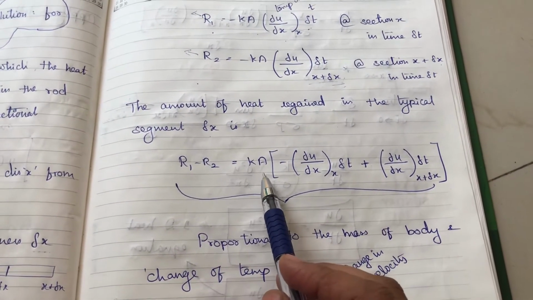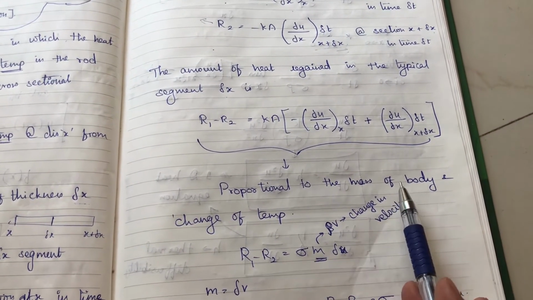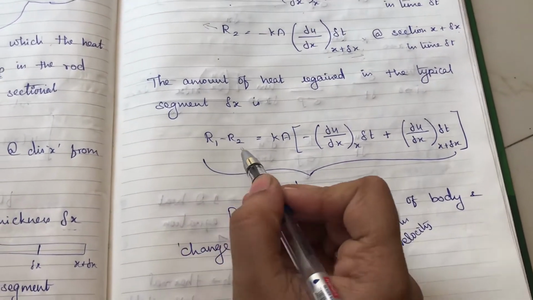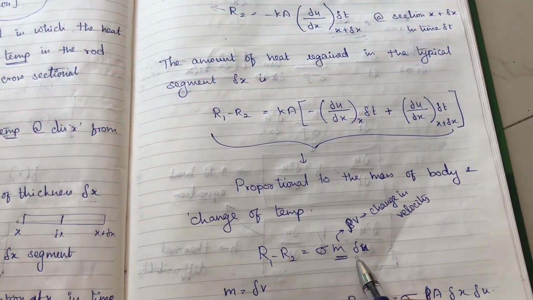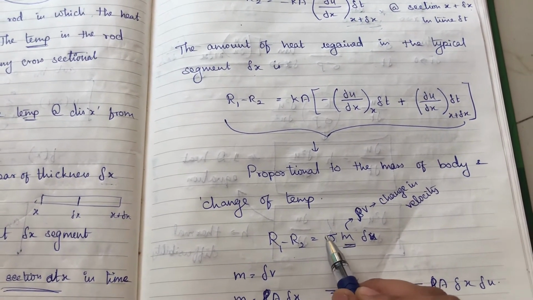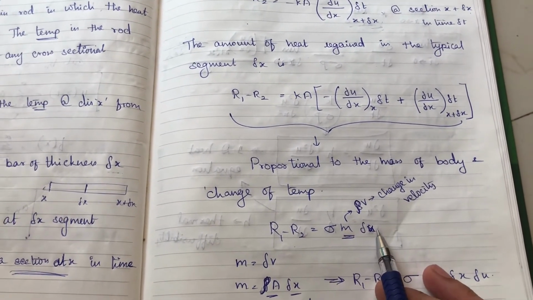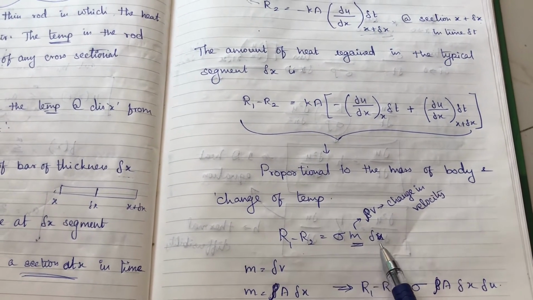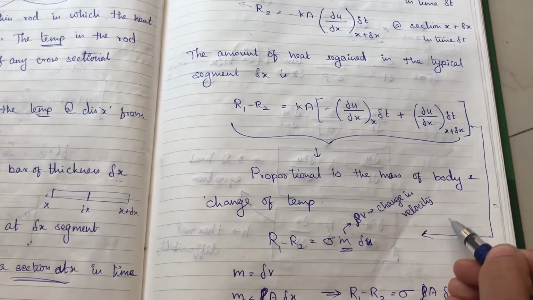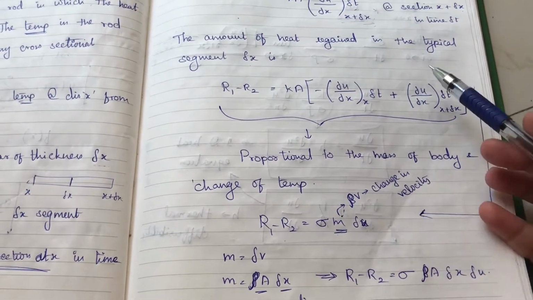So you can see here I am just taking K as a constant outside, and this thing is proportional to the mass of the body and the change of temperature. So this R1 minus R2 is proportional to mass and change of temperature del U. So I can easily write, putting a constant here, sigma: R1 minus R2 is equal to sigma into mass and change in temperature. Okay, mass of the body and change in temperature. So I can easily equate these two terms, because R1 minus R2, right? So I am just equating these two terms.